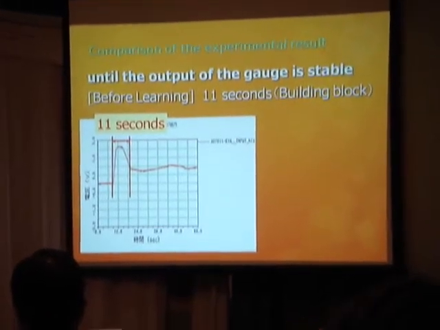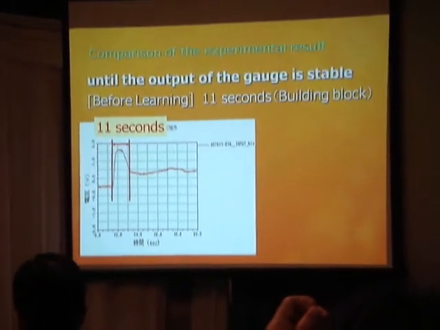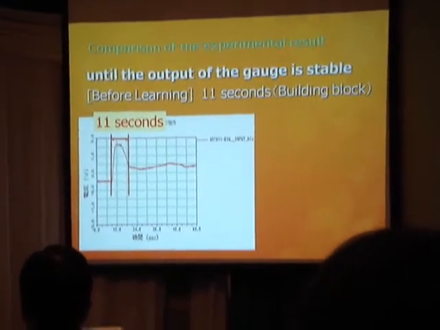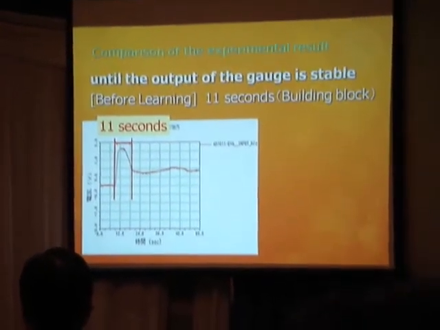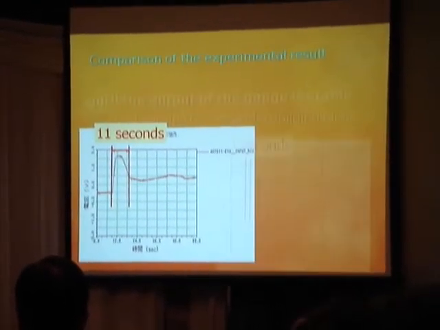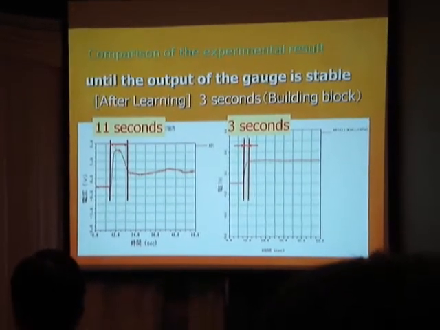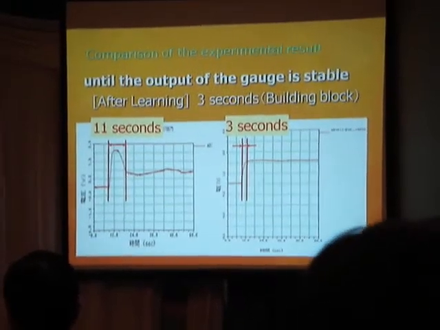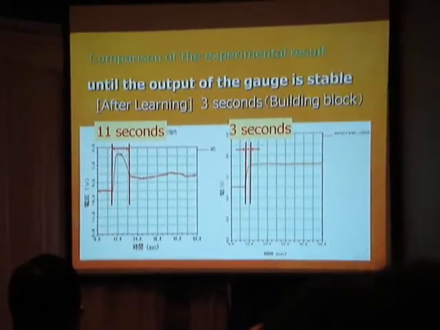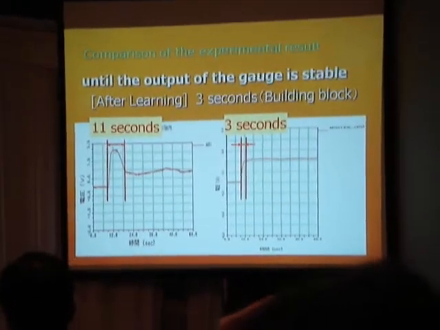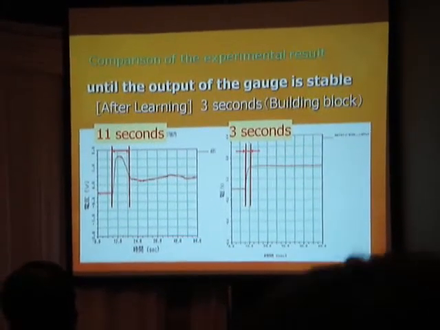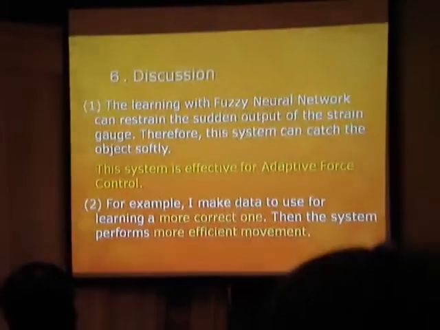Next, I compare the time until the output of the gauge is stable. The time it took before learning is 11 seconds, and after learning it took 3 seconds. Therefore, this system can apply the necessary pressure in a short time.